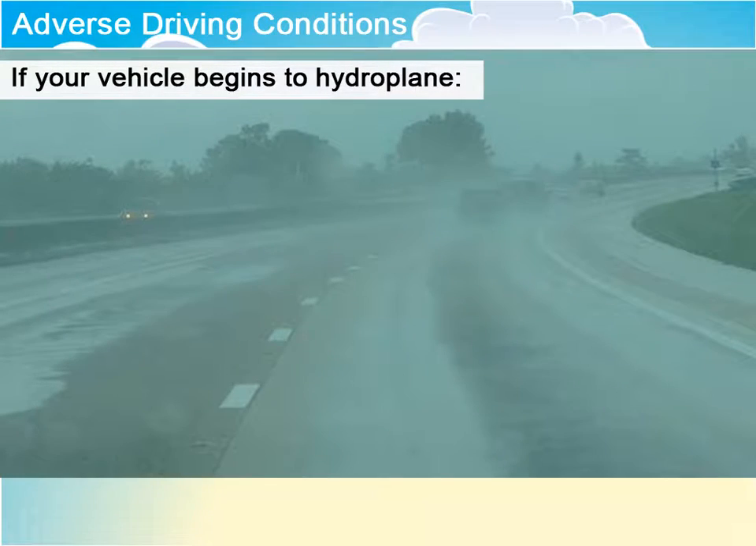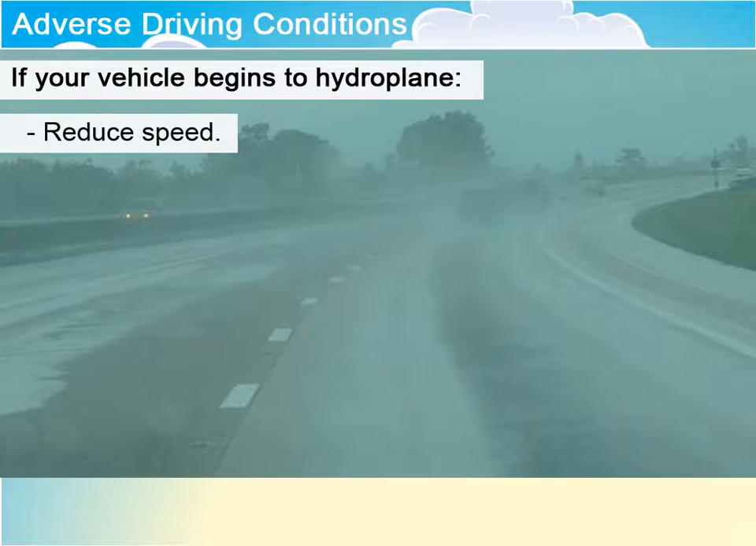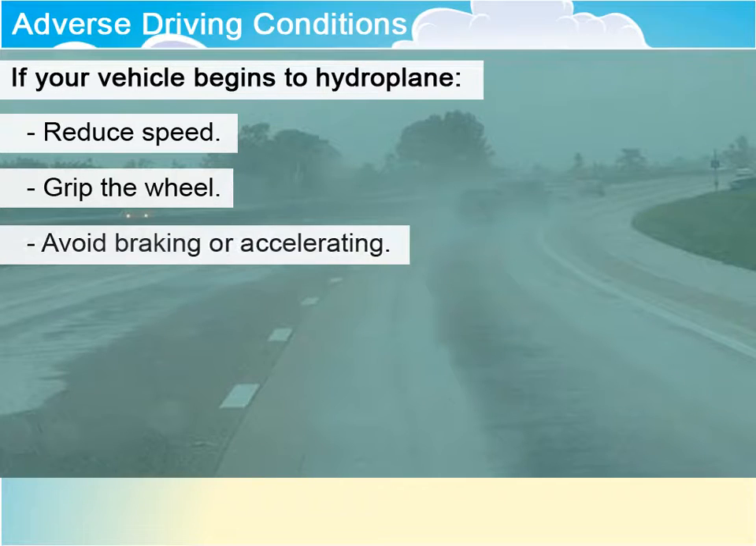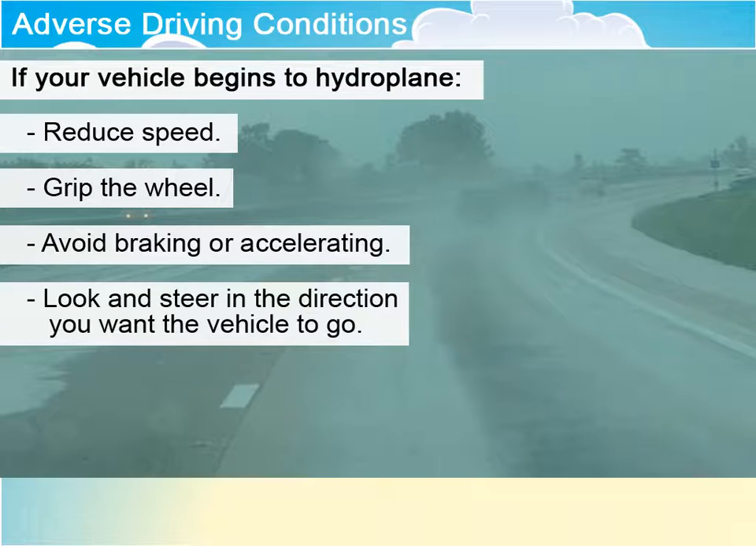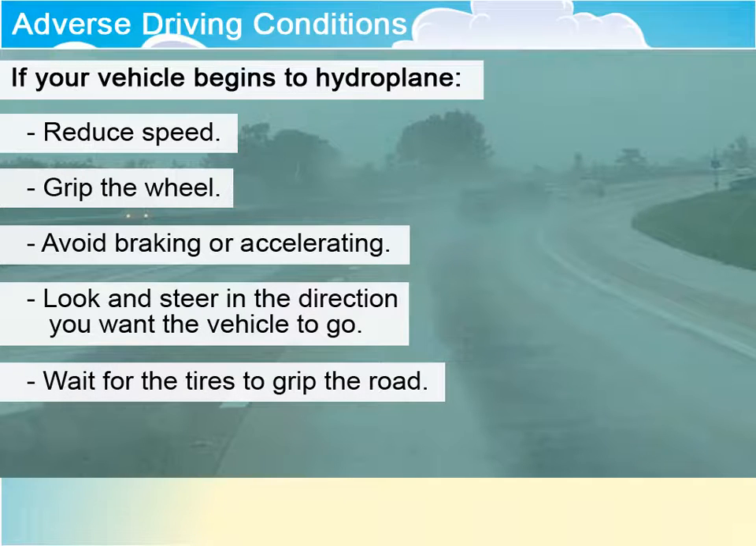If your vehicle begins to hydroplane, reduce speed, take your foot off the accelerator. Grip the steering wheel firmly. Avoid braking or accelerating. Look and steer in the direction you want the vehicle to go. You must be prepared to turn the steering wheel again and again until the front of the vehicle is traveling in a straight line. Wait for the tires to grip the road. Continue to steer in the direction you want the vehicle to go.